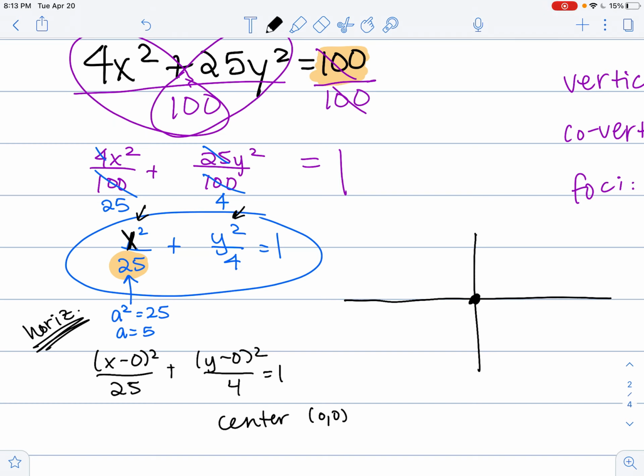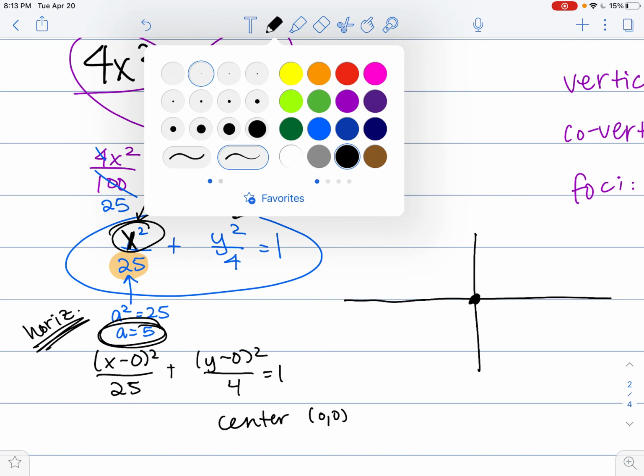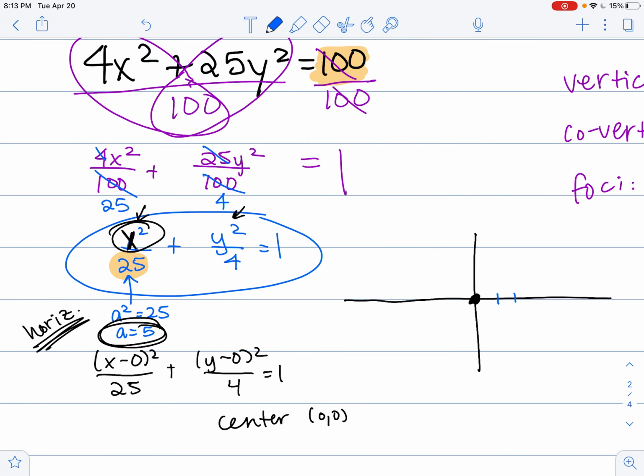Now I know that if A is 5 on the x-axis, I'm going to go from the center and count 5. So 1, 2, 3, 4, 5. And 1, 2, 3, 4, 5 to the left. These are my vertices along my major axis. Okay, from there, now I'm going to look here at my minor axis.